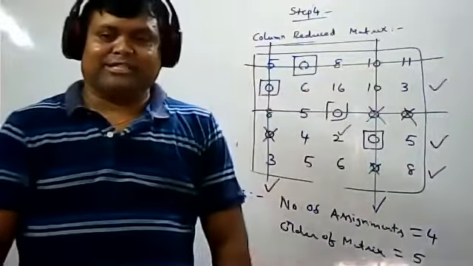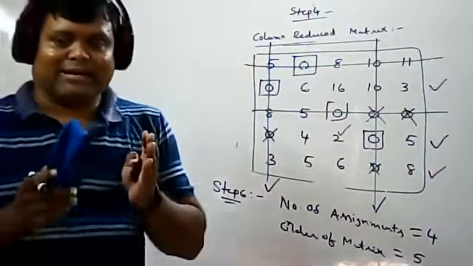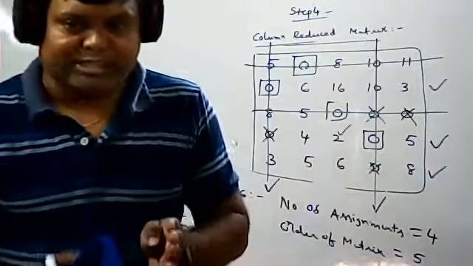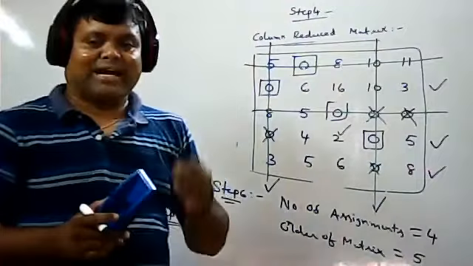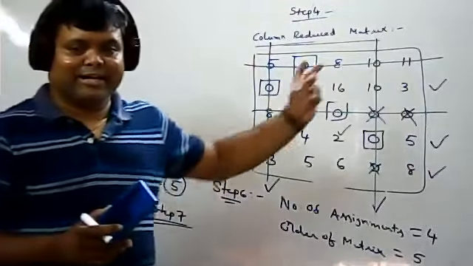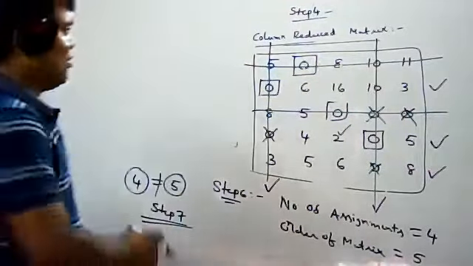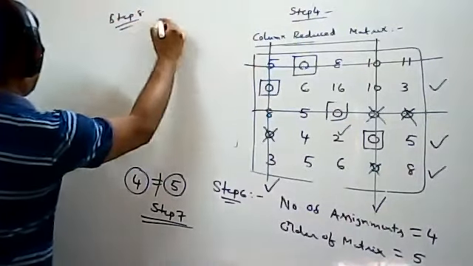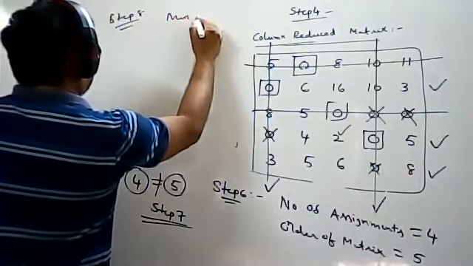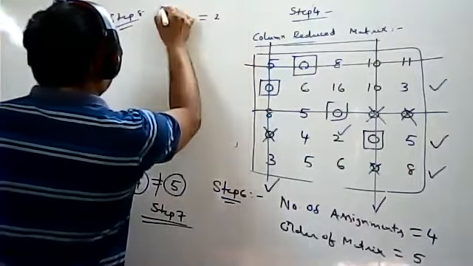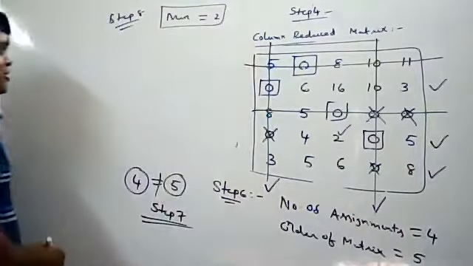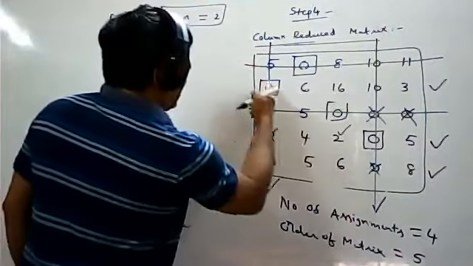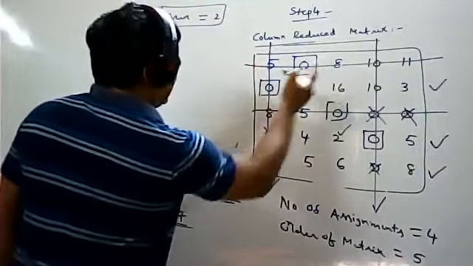So what is step number 8? From the uncovered elements, identify the minimum element. That minimum element should be subtracted from the uncovered elements and added to the intersection elements. The remaining elements are as they are. The minimum element from the uncovered elements is 2. So 2 is subtracted from the uncovered elements and added to the intersection elements, and the remaining elements are the same.